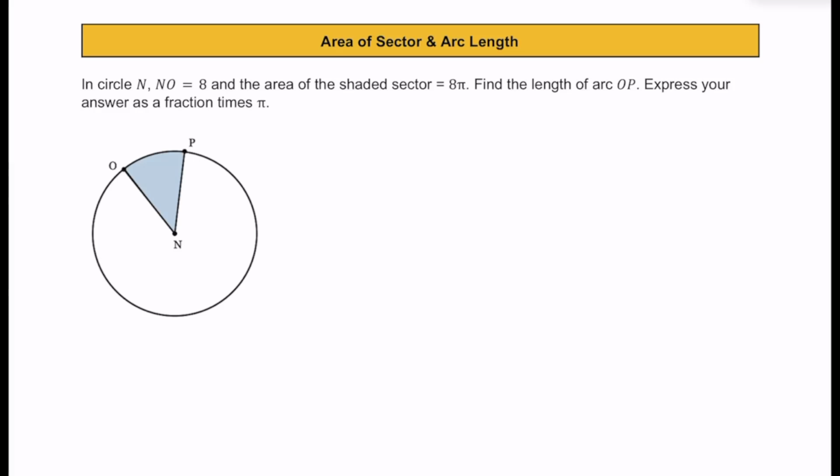Let's go ahead and give this problem a try where we're going to relate the area of a sector to the arc length of a given circle. In circle N, we know that segment NO is going to be equal to 8. And notice that that's the radius of the circle, so that's pretty important.